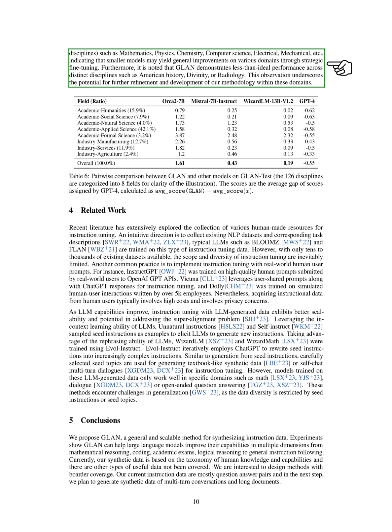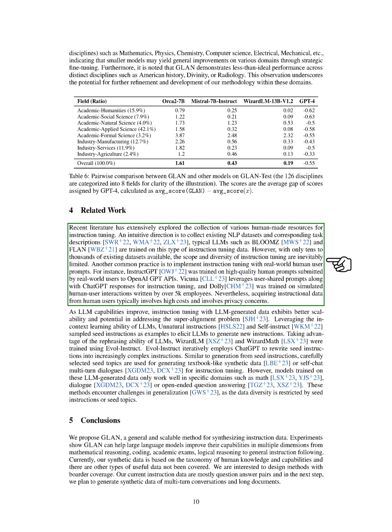Our findings highlight GLAN's effectiveness across multiple domains, such as mathematics, physics, chemistry, computer science, electrical engineering, and mechanical engineering, suggesting that even smaller models can achieve general improvements across various domains through strategic fine-tuning. However, we also observed that GLAN's performance is not as strong in certain areas, like American history, divinity, and radiology, indicating room for further refinement and development in these areas.